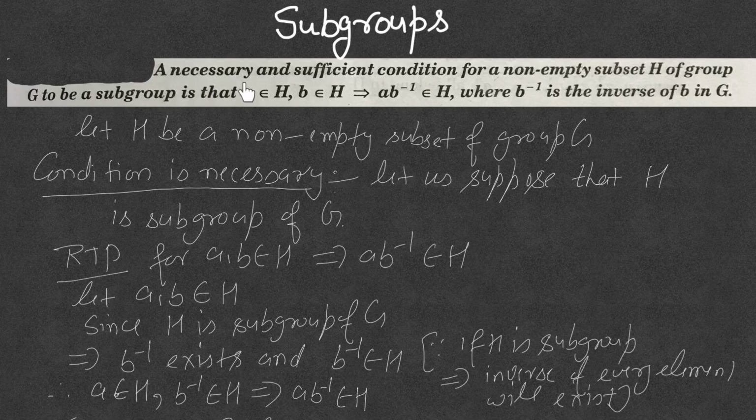So now we will discuss the importance of this theorem. This theorem will act as an important tool to prove any subset H of group G to be a subgroup. Whenever we are asked to prove that H is a subgroup of G, we will only take 2 elements A and B, prove that A B inverse belongs to H, and then that condition alone will prove that it is a subgroup. So this condition will act as a tool to prove H is a subgroup of G.